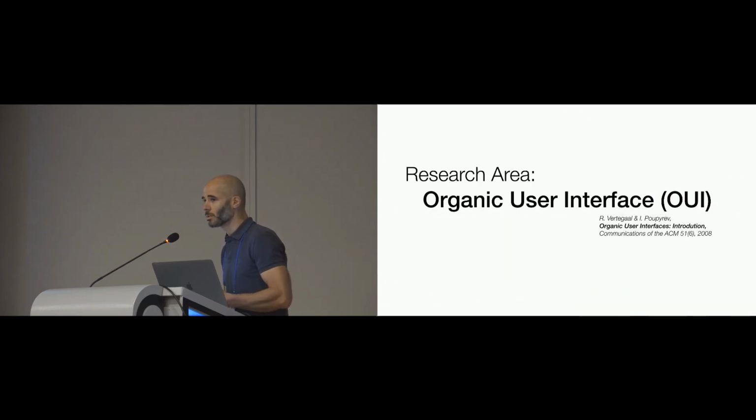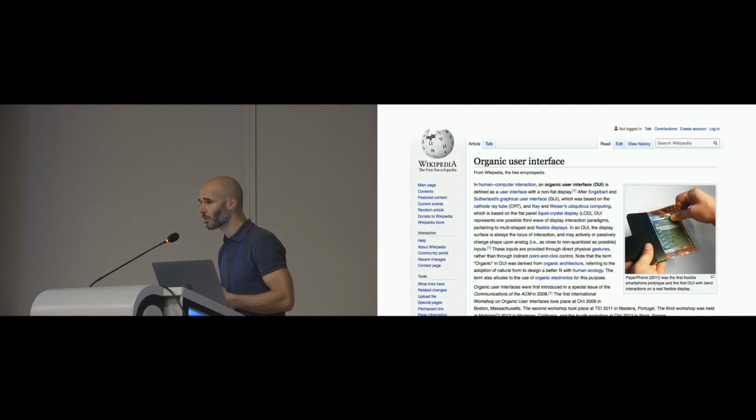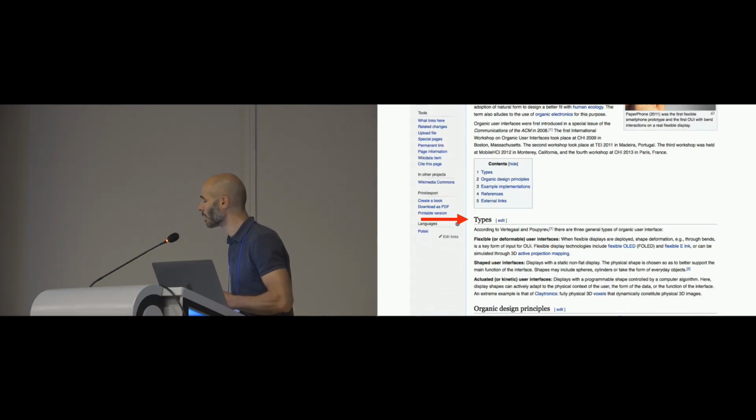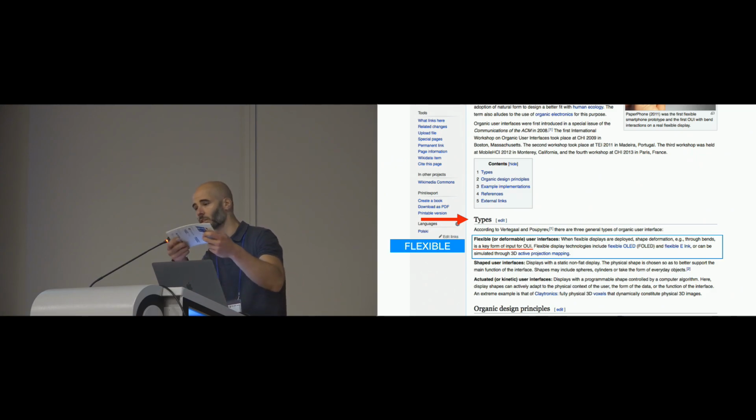So this work can be considered as part of the organic user interface research area, introduced in 2008. And if you look at the Wikipedia page of this research area, you will find that there is mainly three types of OUIs. The first one is flexible user interfaces. So with flexible user interfaces, your display is flexible, so you can use the flexibility gesture to interact with your application.